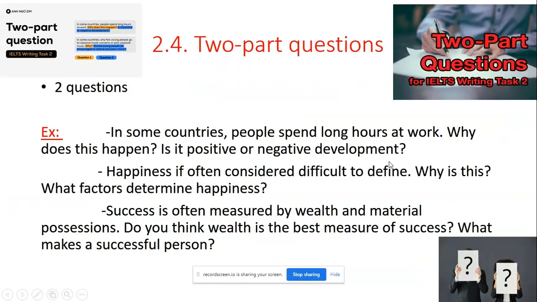And the last one is two-part questions. As for me, this type of essay is not really common or prevalent at all, but I say that we should learn it. As the name suggests, it has at least two questions. These are some examples. For example, in some countries, people spend long hours at work. Why does this happen? Is this a positive or negative development? So there are two questions: why, and is it positive or negative?